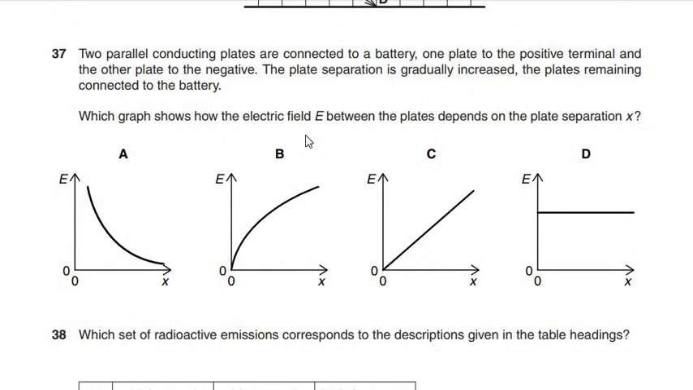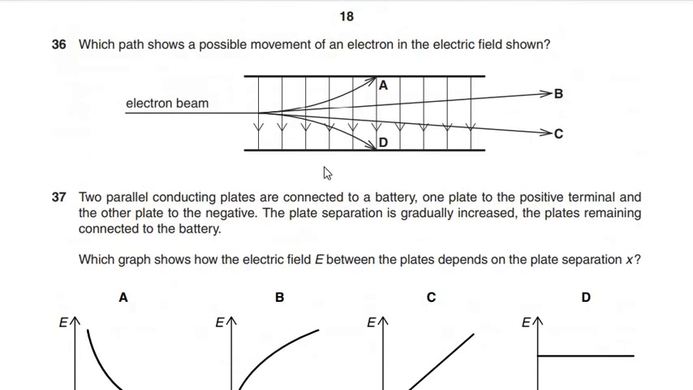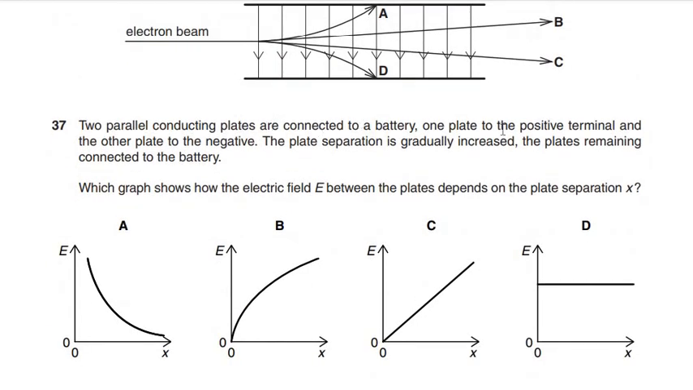All right, you need to pay attention to this sort of question. They're talking about two parallel conducting plates. Basically, it's the same setup as this. A battery is connected across the plates, positive terminal to one plate, negative to the other. Plate separation is gradually increased. The plates remain connected to the battery. This is the most important part: plate separation is gradually increased. This is what you need to pay attention to.